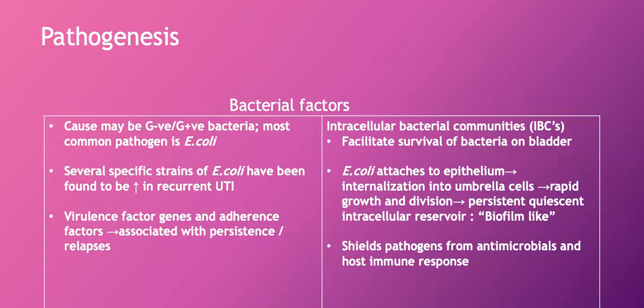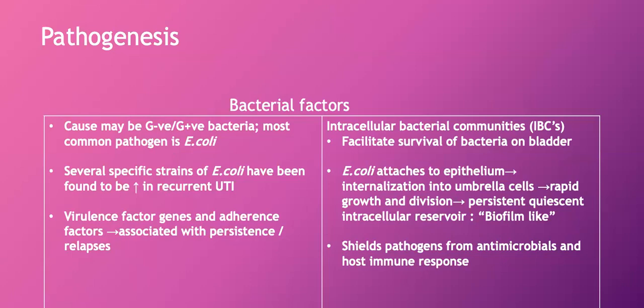So in terms of bacterial factors, the cause may be from gram-negative or gram-positive bacteria, most commonly E. coli. There are several specific strains of E. coli that have been found to be increased in recurrent UTIs. Virulence factor genes and adherence factors from these E. coli strains are associated with persistence and relapses. There are also intracellular bacterial communities, or IBCs, which facilitate survival of bacteria in the bladder.